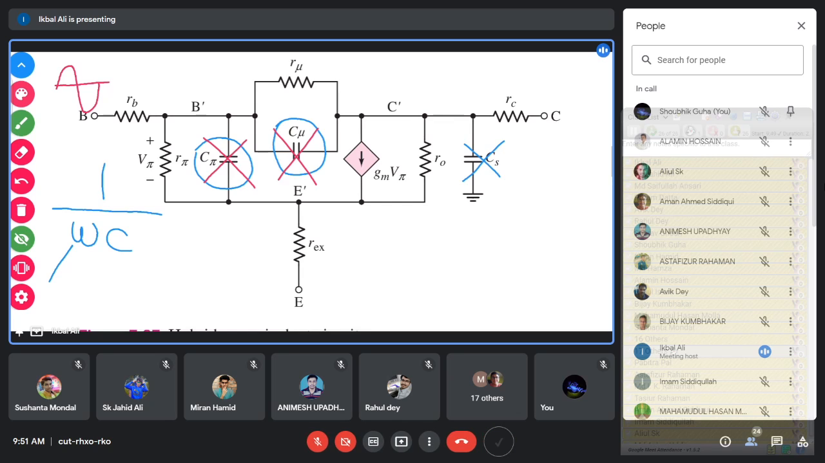So for low frequencies, if the frequency omega of the signal is low, then these two capacitors will be open circuited. Then your transistor equivalent circuit only contains resistances and these dependent current sources, and that is the low frequency response of the transistor. The gain expression will be real. The gain expression will not contain any j part, so it will not be complex.